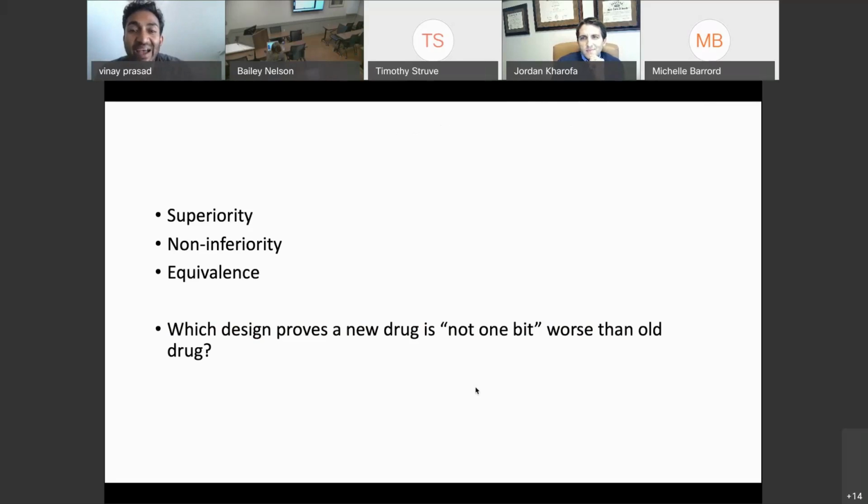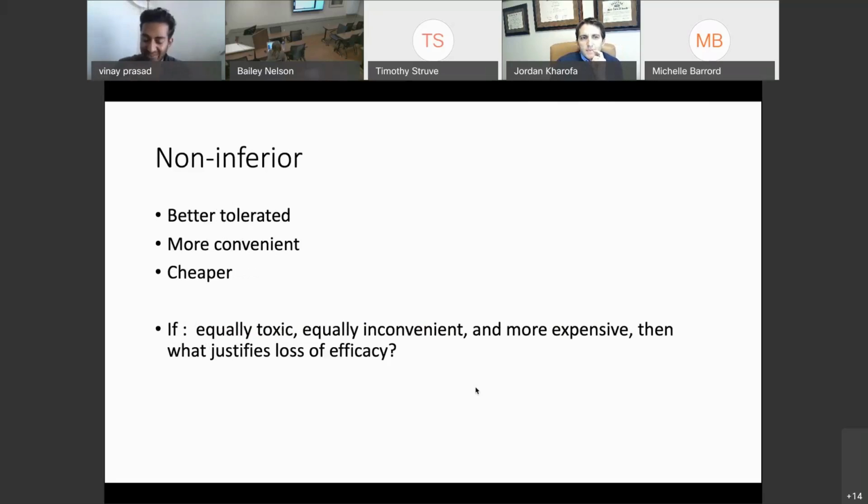Equivalence would show you that it is no worse than a very tight margin, but it doesn't show you that it's not 1 bit worse. The irony is the only way to show it's not 1 bit worse than the older therapy is actually to do a superiority trial. It's a trick question, yeah. Equivalence is just a very tight margin, but it's still fundamentally an NI design. Okay, so I'll show you that in a second. It's kind of a trick question.